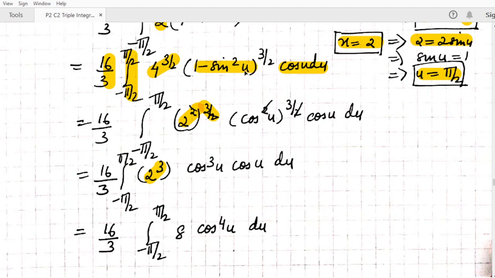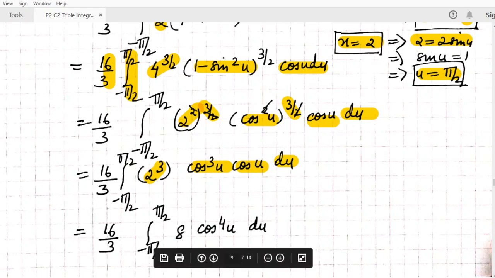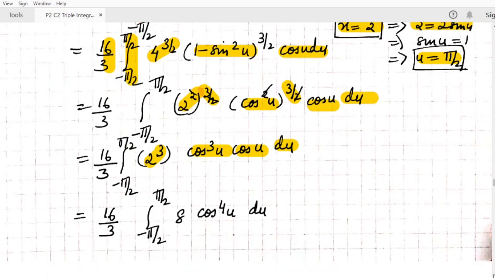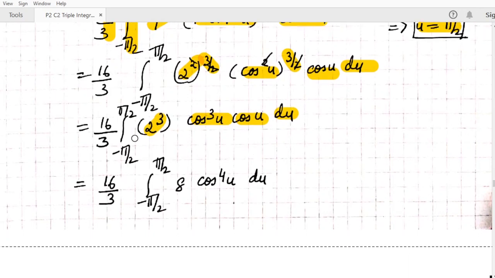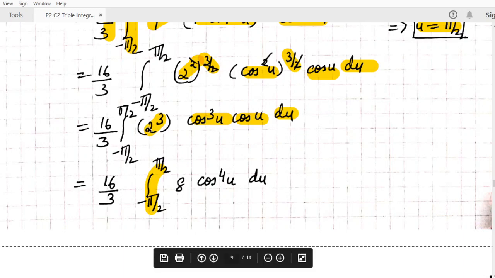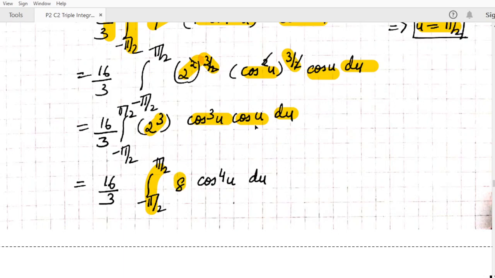Here let us see (1 minus sine square) to the 3 by 2. That is (cos square u) to the 3 by 2, and 3 by 2 and 2 cancel. So cos cube u, and here it is cos u du. So in the next step, we see that 16 by 3 integral minus pi by 2 to pi by 2, 2 raised to 3, that is 8, and cos cube u into cos u du, that is cos raised to 4 u du.